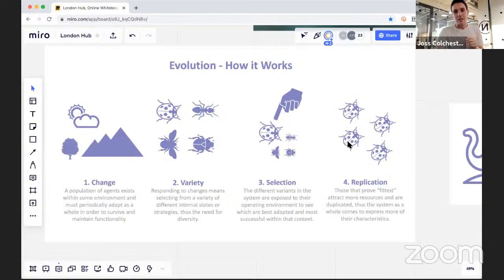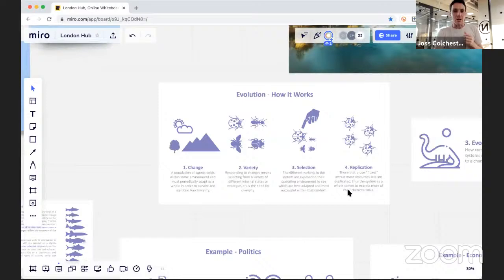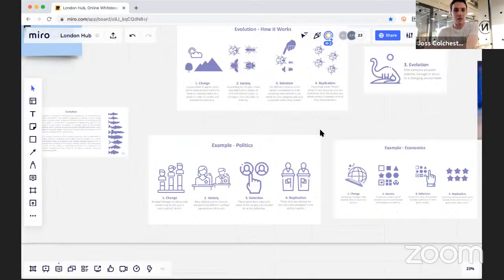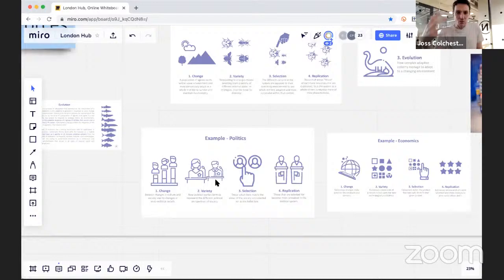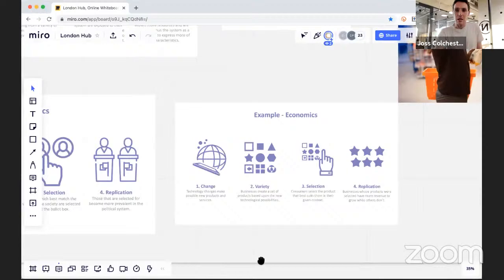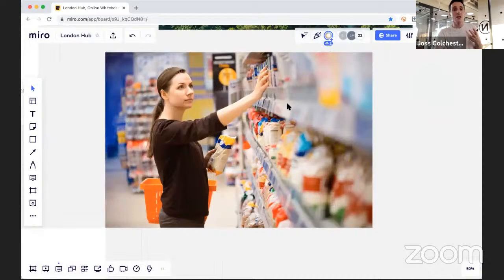So you probably know about that from ecology and biology. Obviously Darwin introduced that idea a long time ago. But we abstract it here to say that this is relevant for all complex adaptive systems. Let's take an example here in economics. This lady here is performing selection, actually.